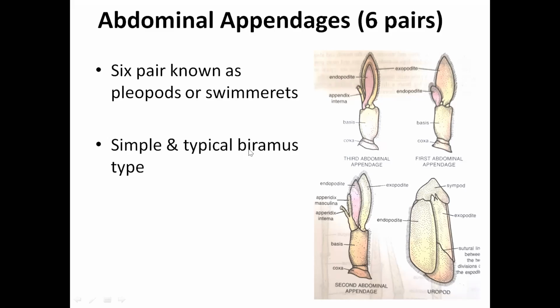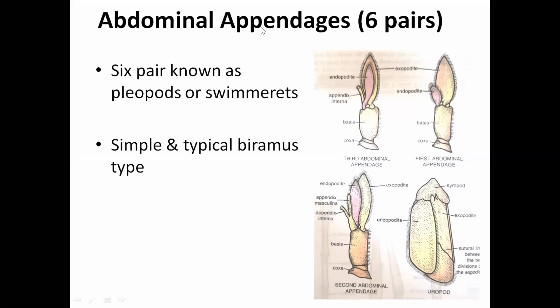Okay, so this is the last slide of today's class. I'll try to make it complete. As I have told, there are 6 abdominal segments, so there are 6 pairs of abdominal appendages. The first 5 segments bear the 5 pairs of swimlets or pleopods, and the last segment has one appendage known as the uropod. These are simple appendages and typically biramous, meaning they are branched appendages. Okay, they have 2 branches.